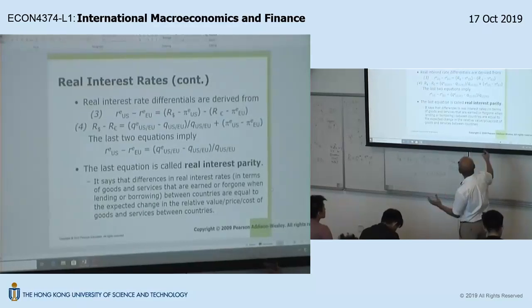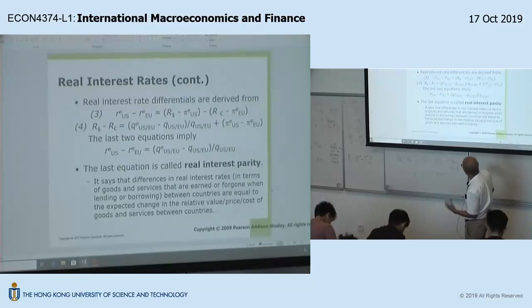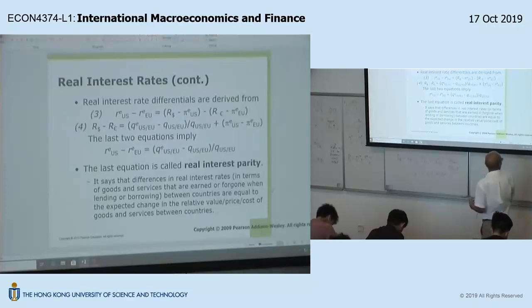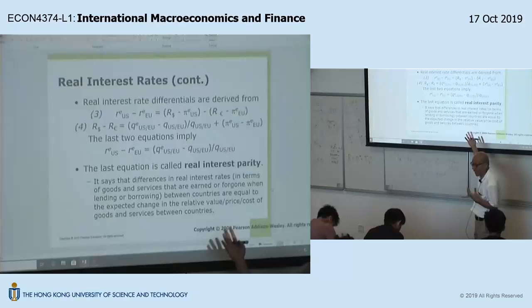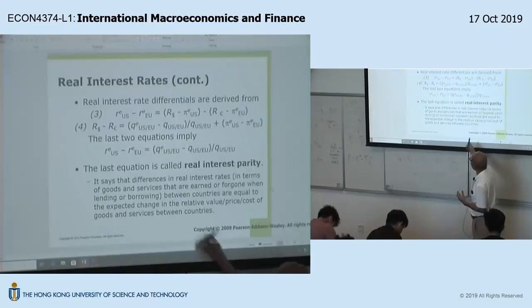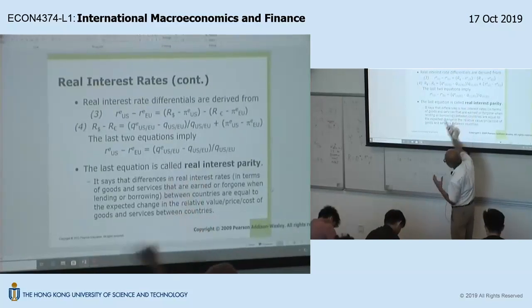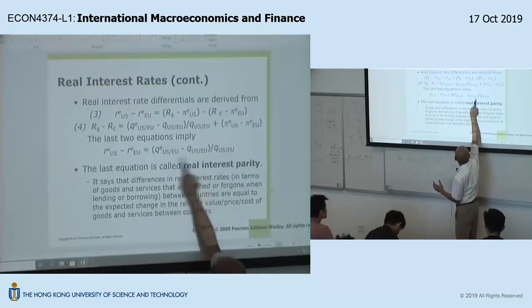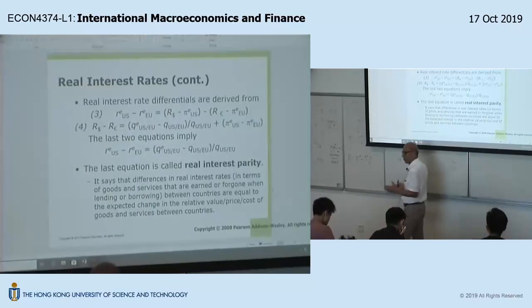So the difference in real interest rates between countries is equal to the expected change in the relative price of goods and services between the two countries. Does it make any intuitive sense to you? Well, first of all, think about it: the real interest rate between two countries will be equal only if Q is unchanged. Only if Q is unchanged, you expect the real interest rate to be equal.